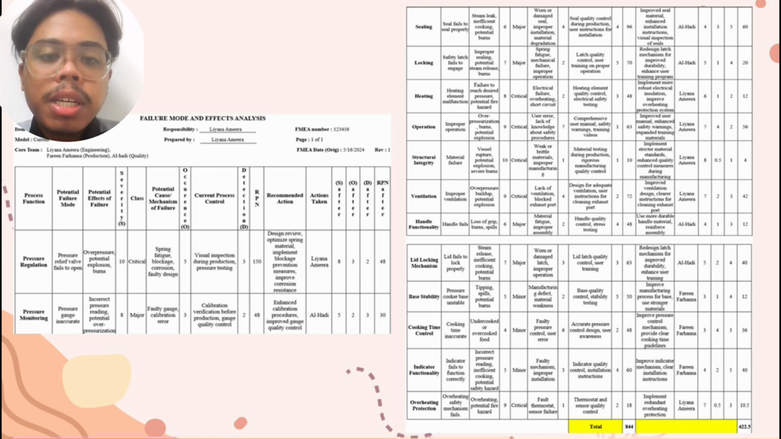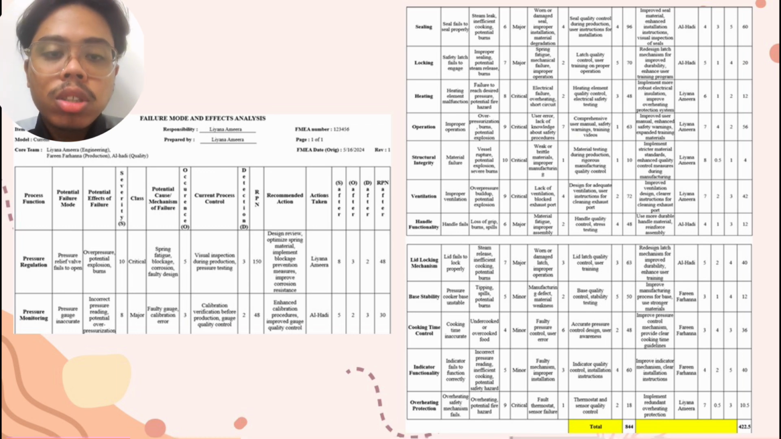The analysis begins by defining the process function such as pressure regulation and pressure monitoring, and identifying potential failure modes like the pressure relief valve failing to open or incorrect pressure readings. Each failure mode is assessed for its potential effects such as overpressure, potential explosion, and burns, and it is rated for severity on a scale from 1 to 10, with a higher number indicating more critical effects.